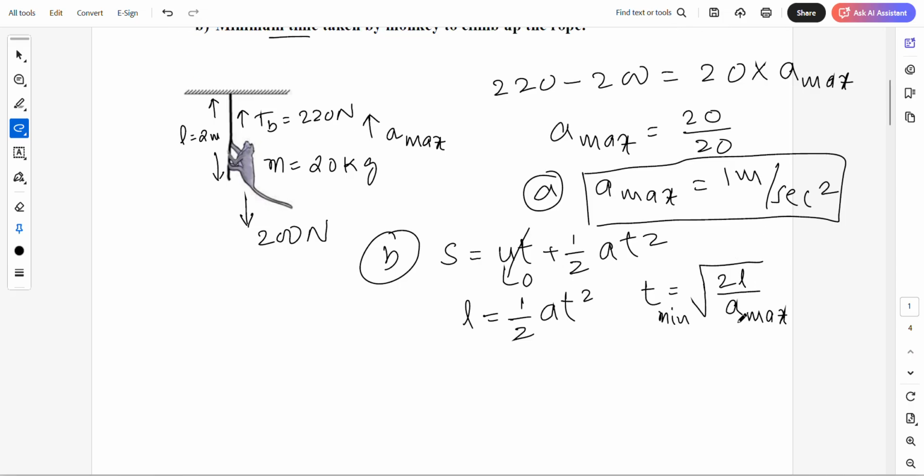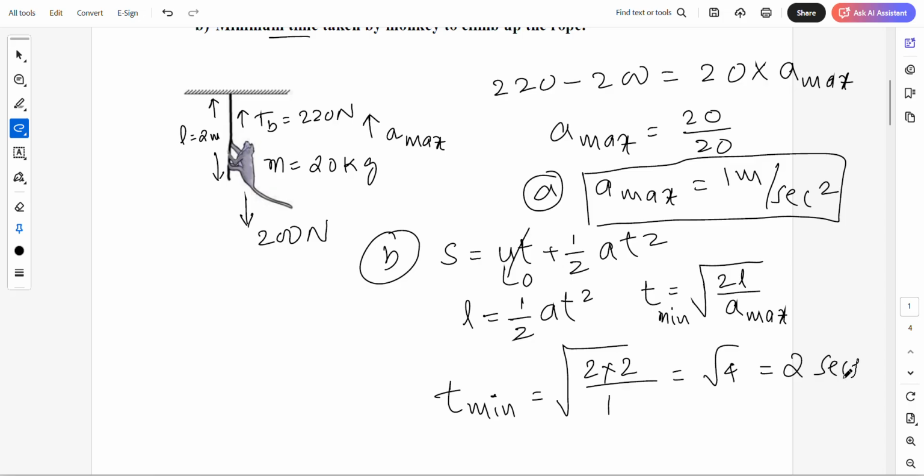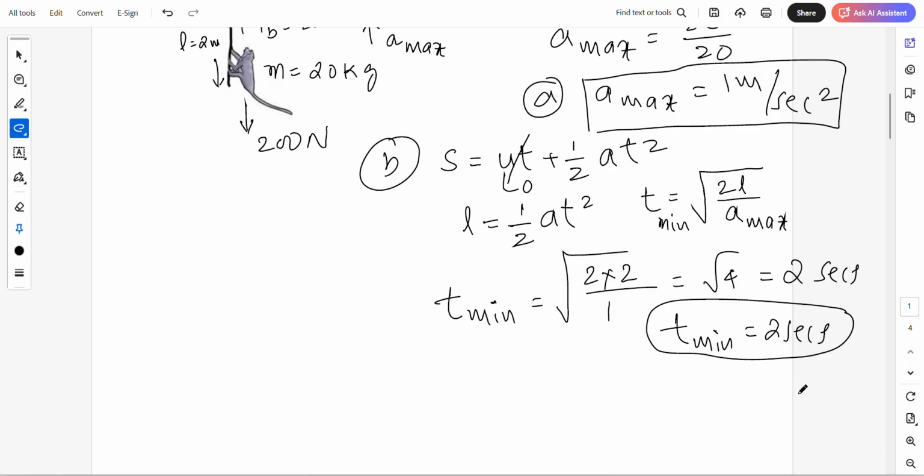Therefore, t minimum is given by the square root of 2 into the length of the rope, 2 meters, divided by a max, which we got as 1. That is equal to root of 4, that is equal to 2 seconds. t minimum is equal to 2 seconds, which is the right answer. Hope you understood this problem. Now let us go to the next problem.